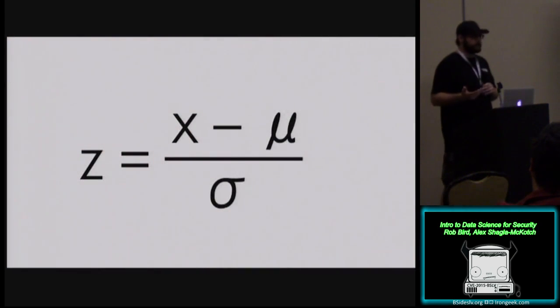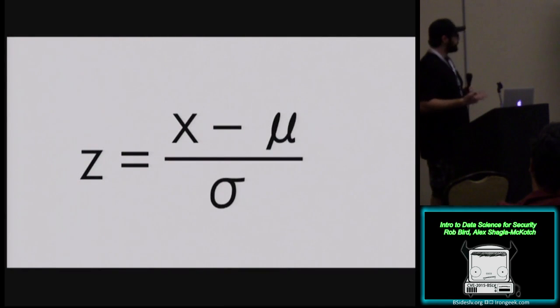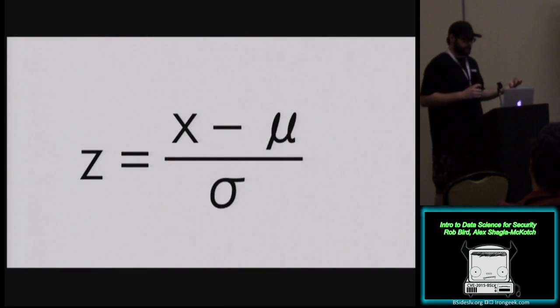So how do we really do this? Most numeric types of data, we can compute a z-score. So basically you're looking for a variance mean of 0.